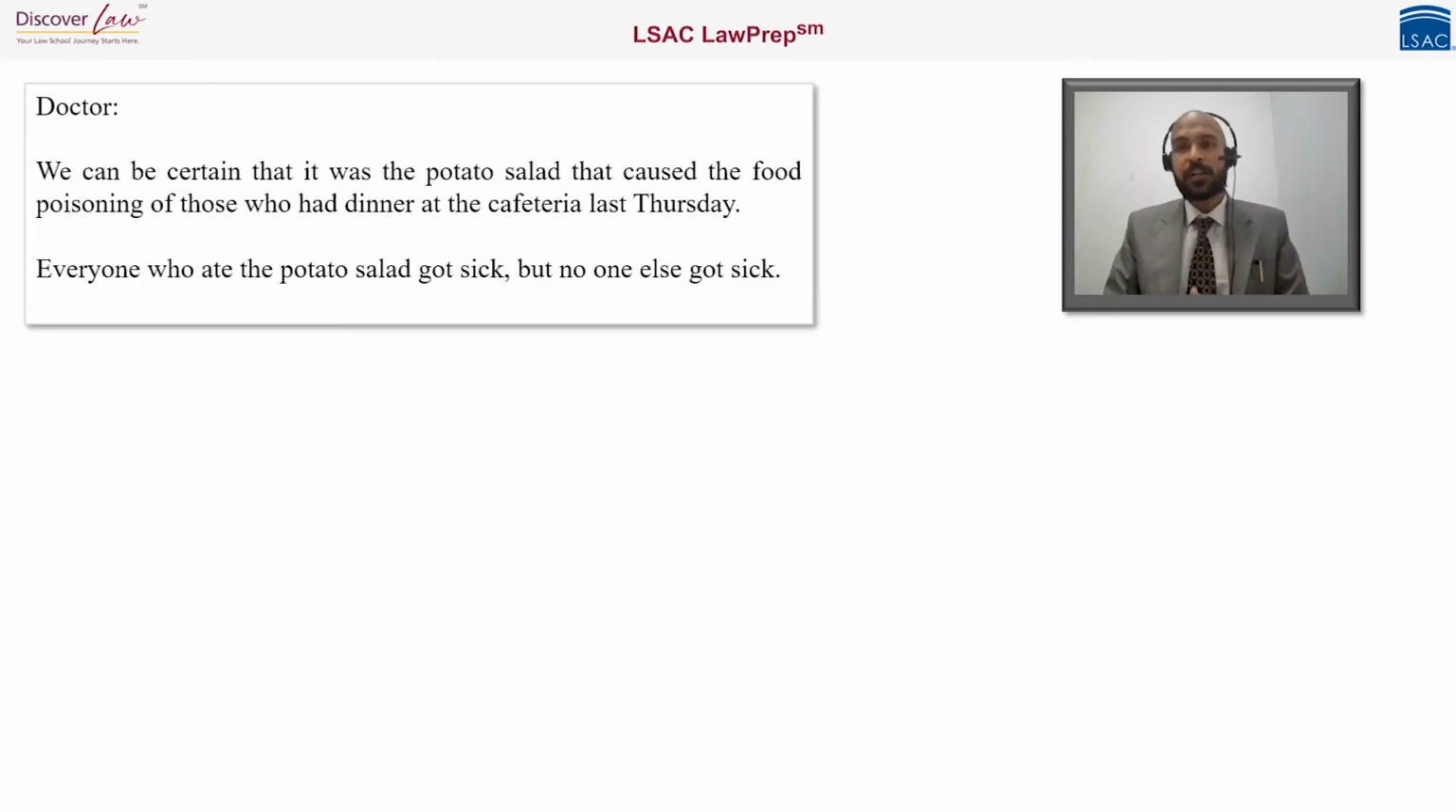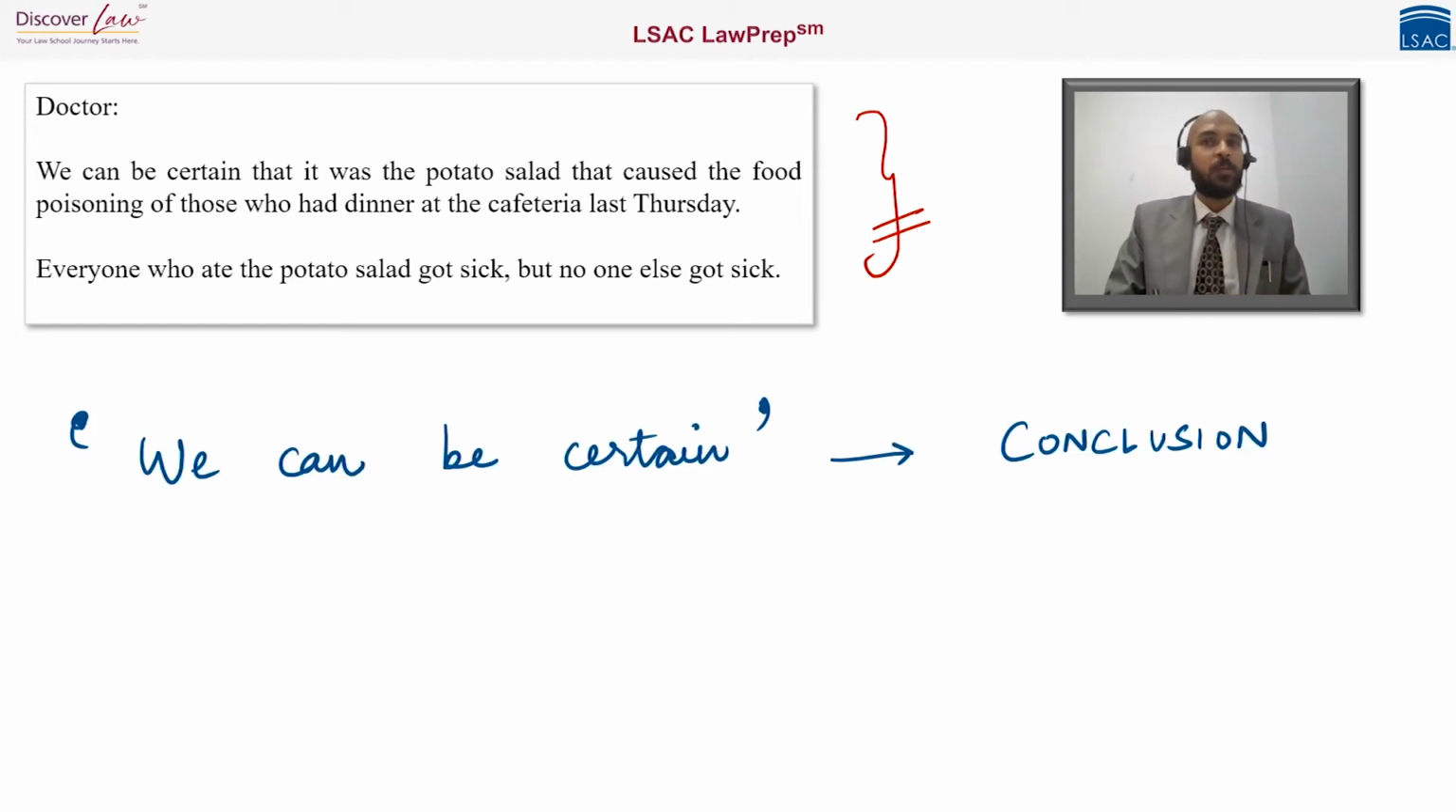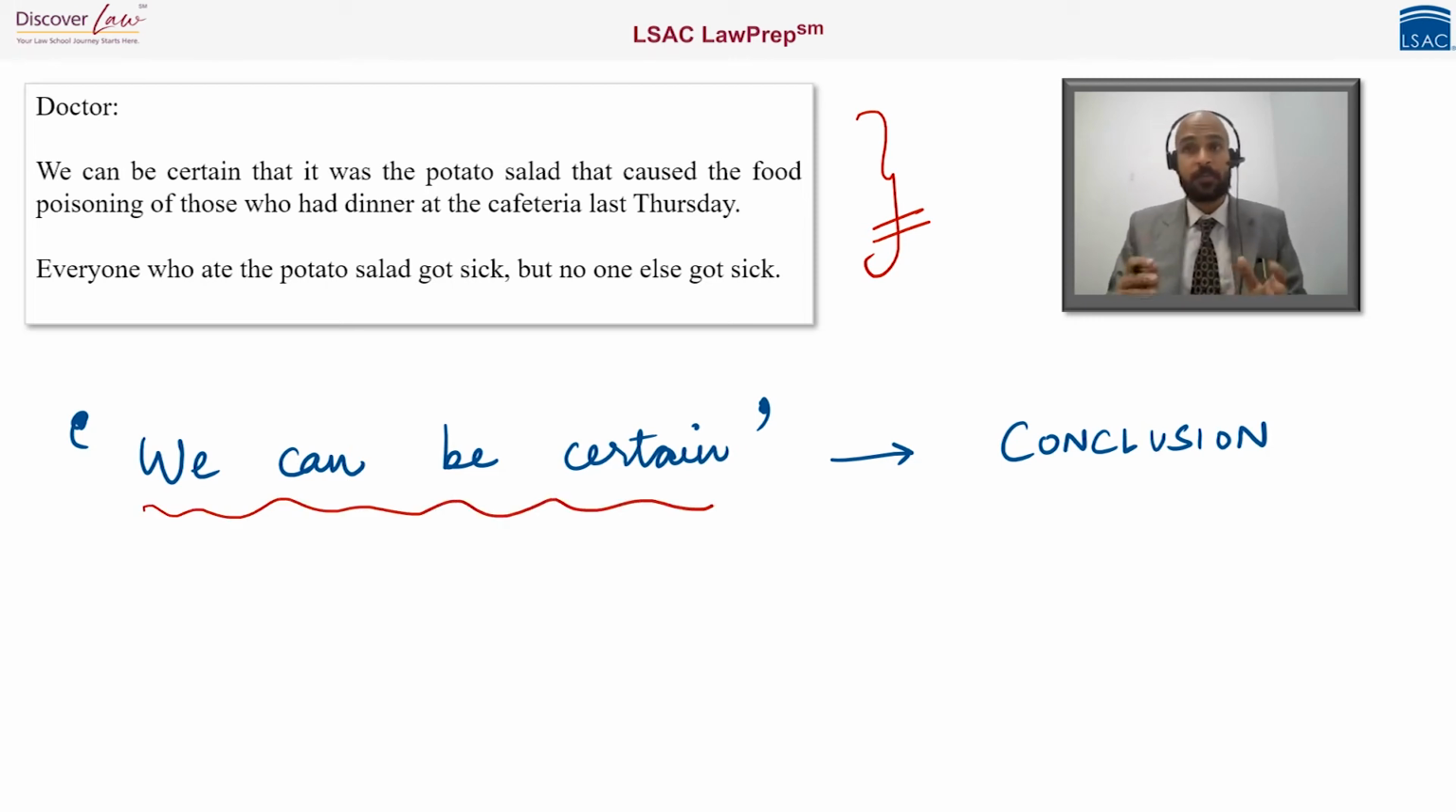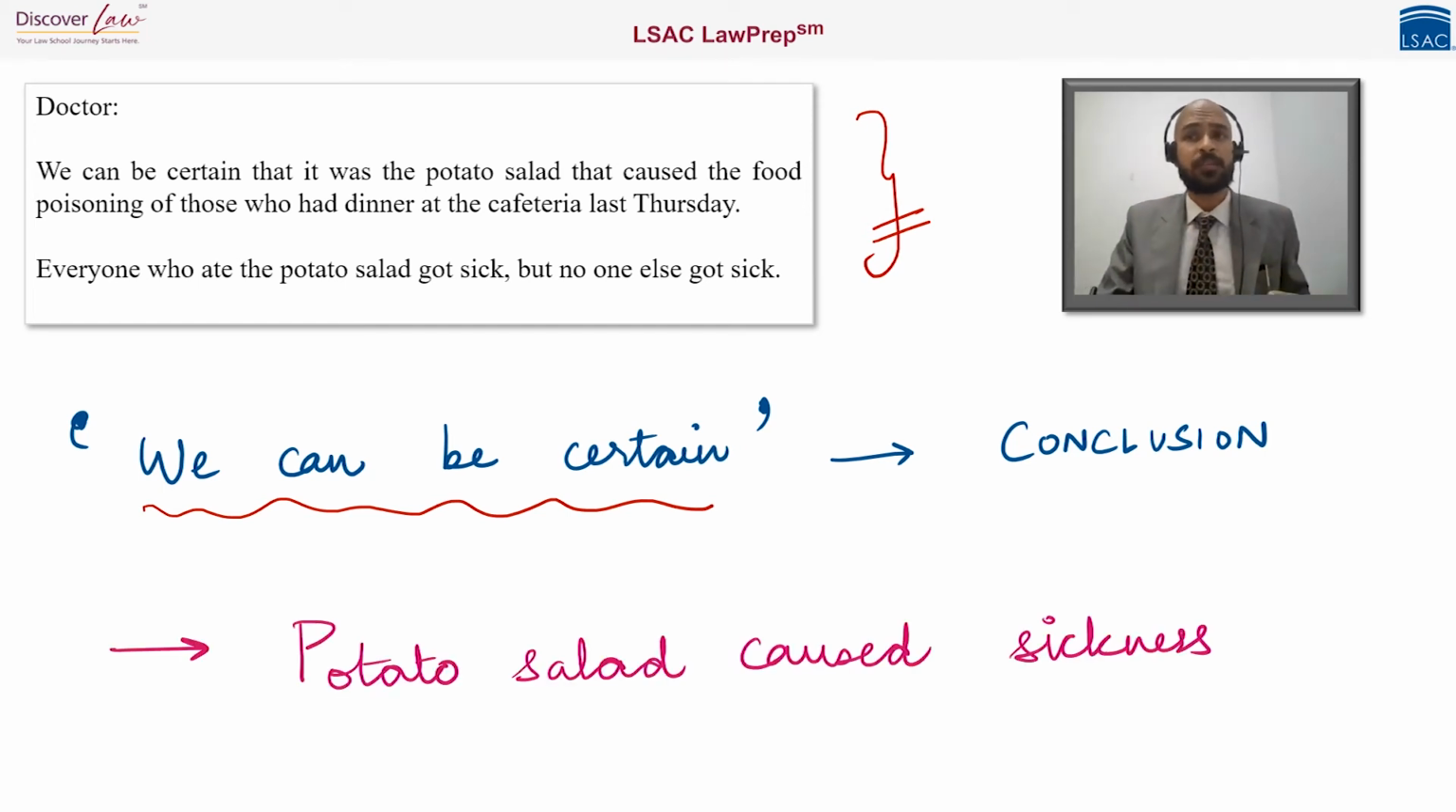So I told you a little while back that being able to spot the conclusion is a very helpful way of identifying the structure of the argument. In this particular argument, there's a very clear indicator of what the conclusion is. Can you spot it? When you see that it says we can be certain that, this is a conclusion. So what is the conclusion? The conclusion here is that the potato salad caused the sickness.